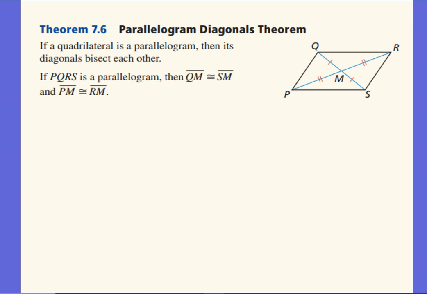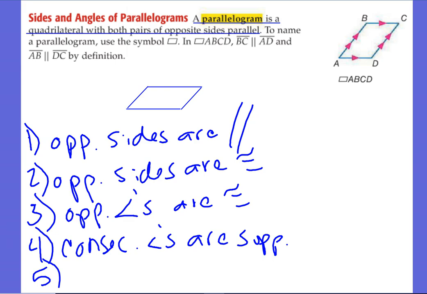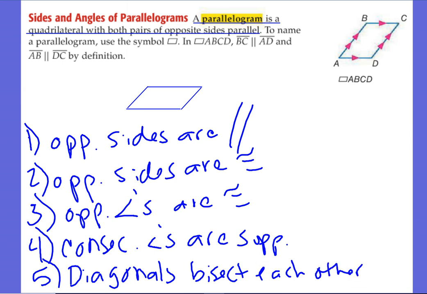The diagonals of parallelograms bisect one another. So they split each other in half. We're not saying diagonals are congruent. Be careful. That is not true for every parallelogram. We'll talk about that later. But the diagonals are bisected by each other, making it two congruent halves. And so let's go back to our list and finish it off and say that the diagonals bisect each other. So there are our 5 characteristics of parallelograms.